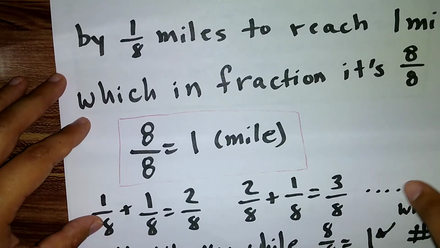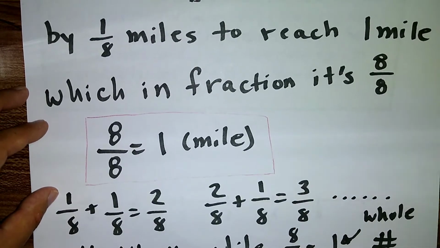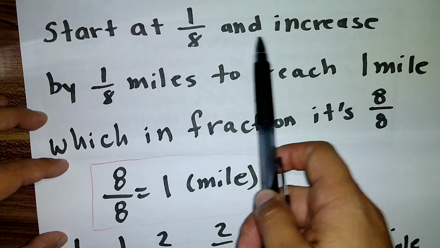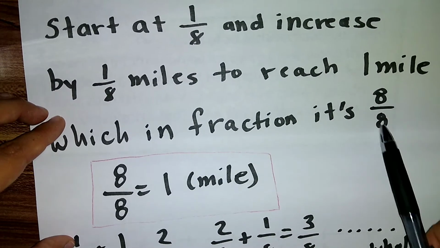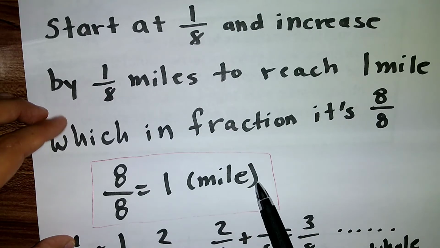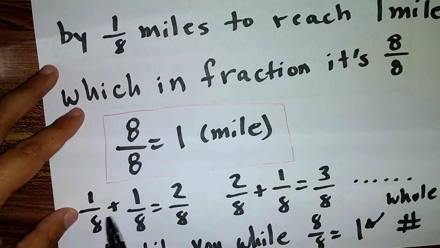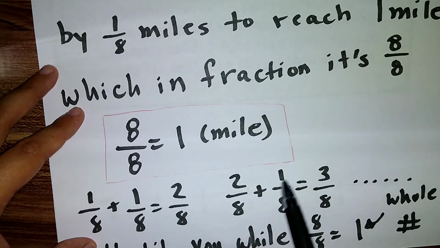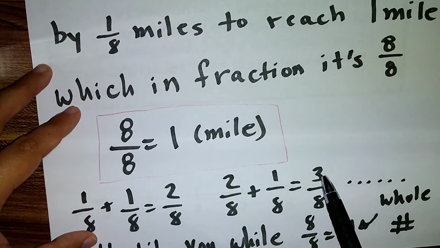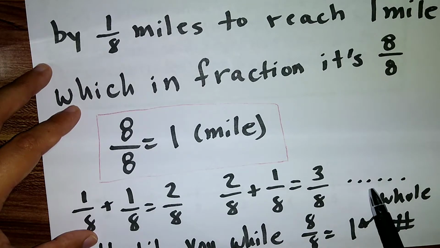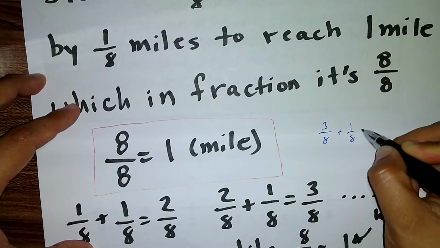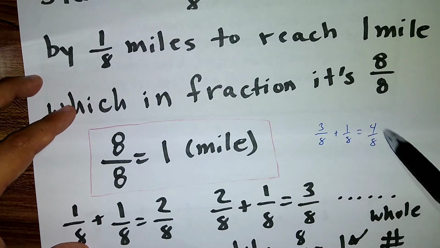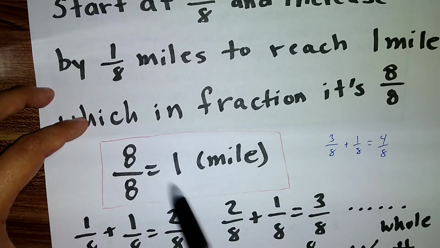I'm going to leave this here to show that we started at 1/8 and we have to increase by 1/8 of a mile to reach a full mile. As I stated, 8/8 will give you a whole number of 1 mile. So 1/8 plus 1/8 will give you 2/8. You have 2/8 plus another 1/8 will give you 3/8, and you keep increasing. 3/8 plus 1/8 will give you 4/8. And you keep adding 1/8 until you reach 8/8, which will give you that 1 mile.